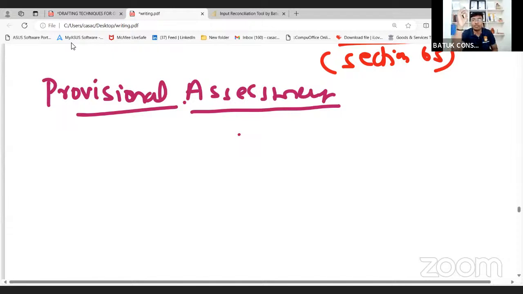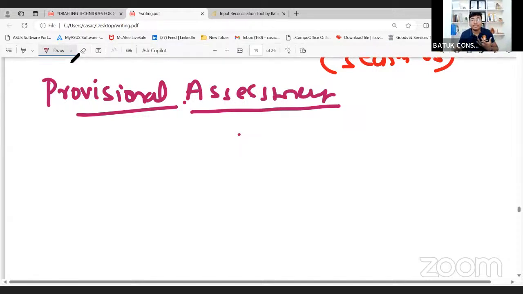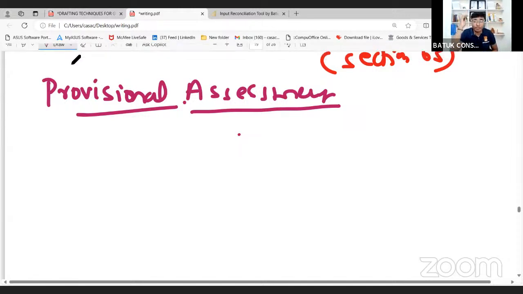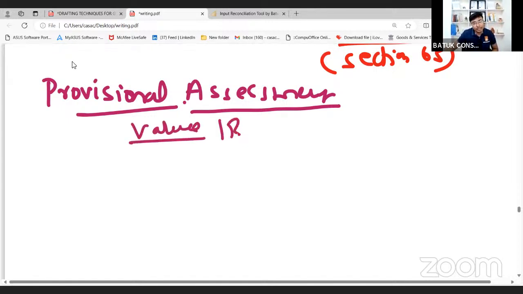Let's briefly discuss provisional assessment as well. What is the situation when the taxable person or taxpayer is not in a position to determine the value and rate of a particular supply? In that case, the taxpayer has one option: file an application to the departmental authority for provisional assessment. The departmental authority will then provisionally assess the rate and value of that particular supply and decide the liability.